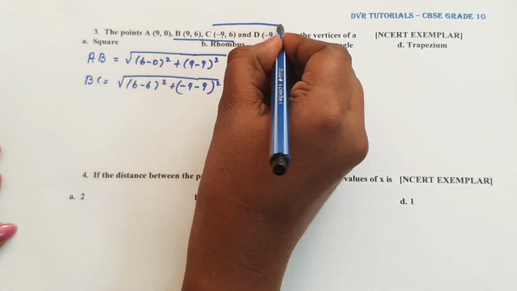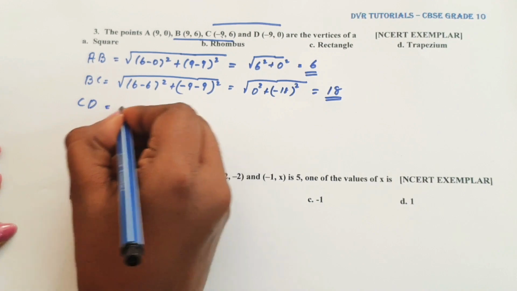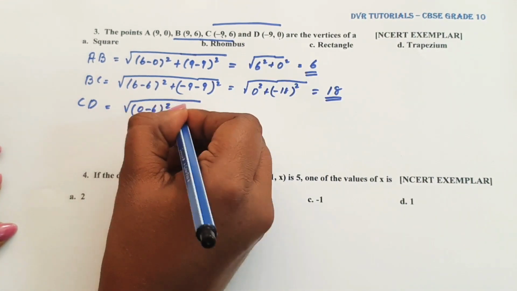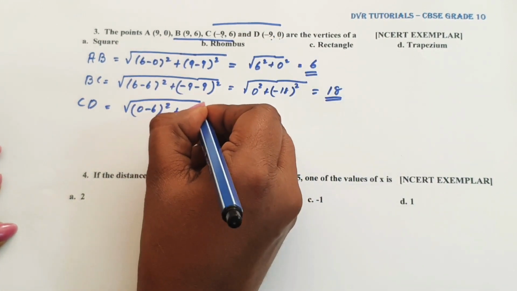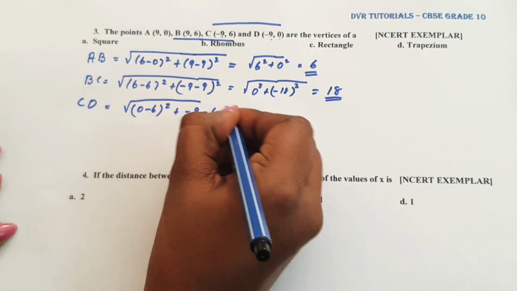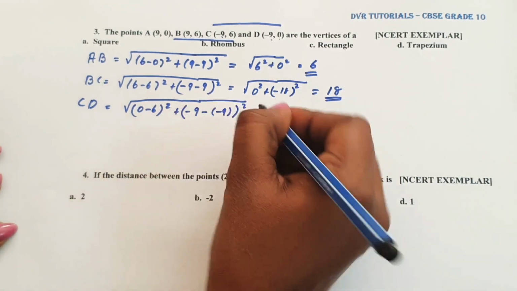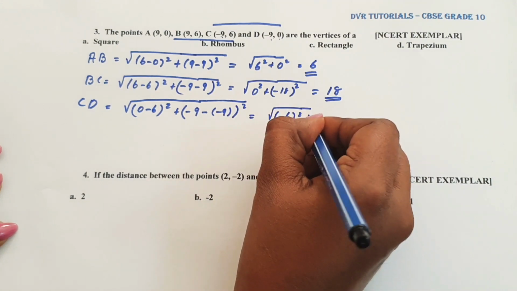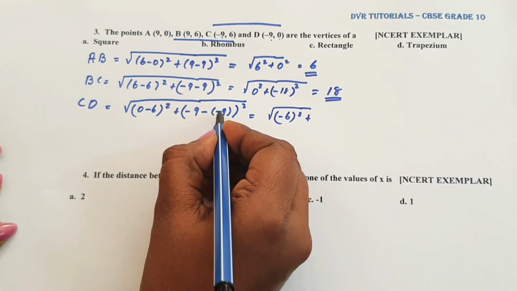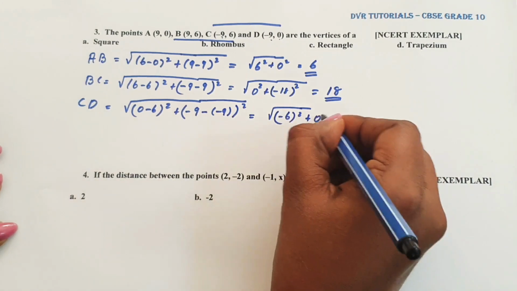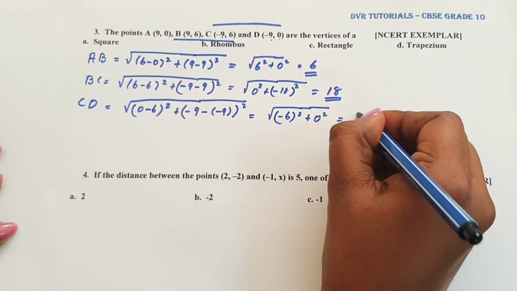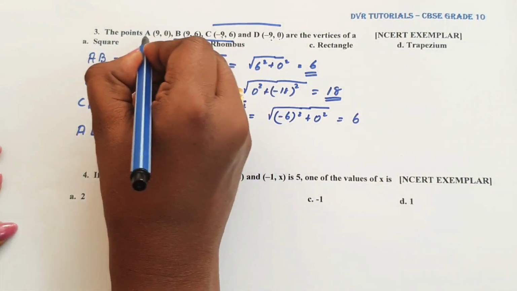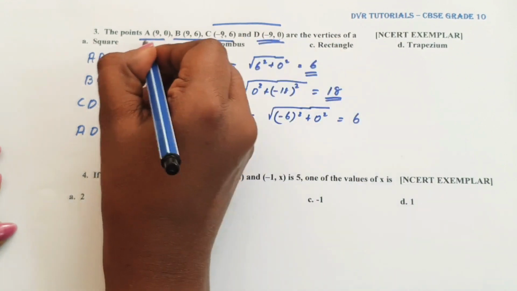Now let's take CD. So when you take CD, root of y2 minus y1, 0 minus 6 the whole square, plus x2 minus x1, 9 minus 9 the whole square. Okay, so that is equal to root of minus 6 the whole square, plus 0, since 9 minus 9 is 0, so it is 0 square, and again the root of a perfect square number is the same number itself. Now the last is AD.